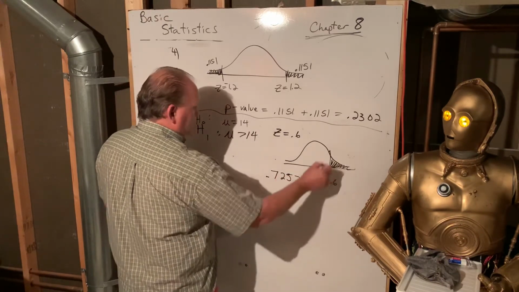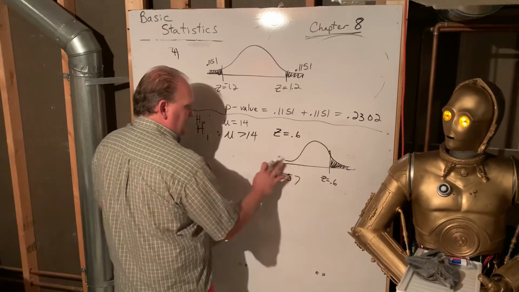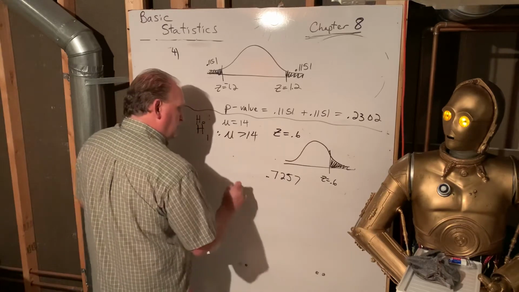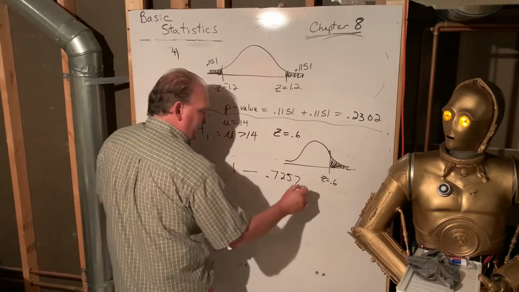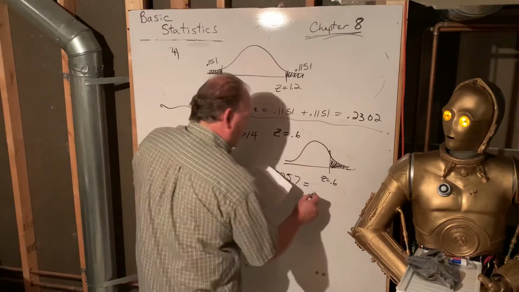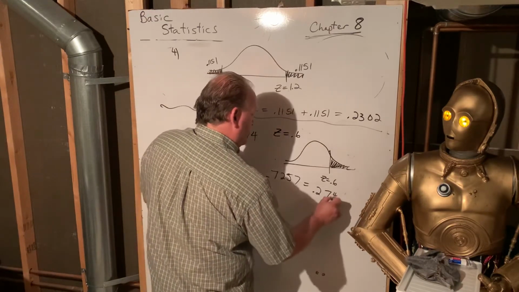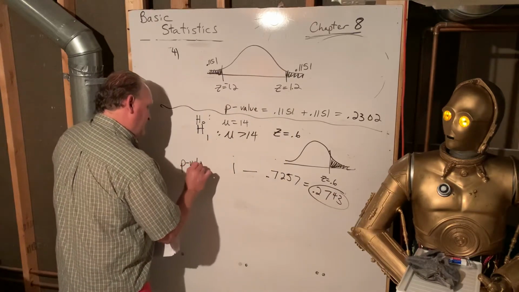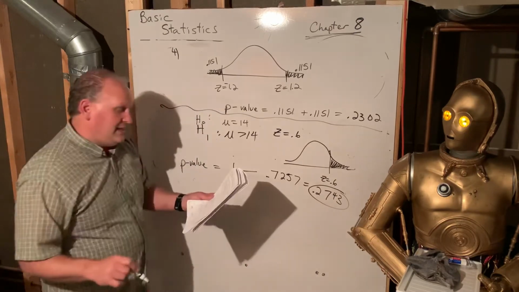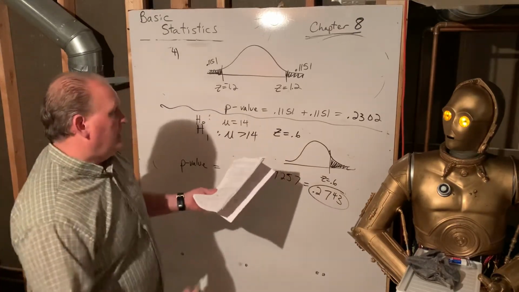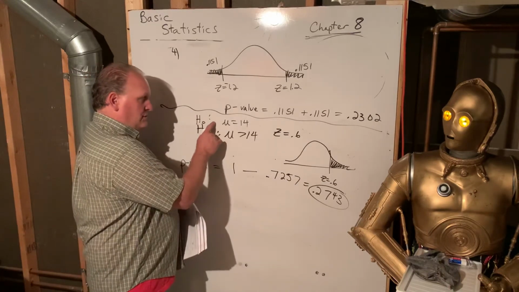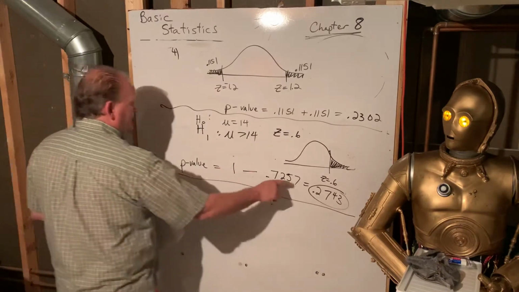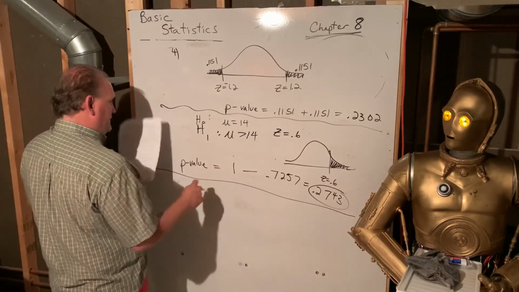Well, that's clearly not 73%, right? That's above, and the chart gives us below. So we're going to do 1 minus 0.72, and that'll be 0.2743. That's our p-value. All right. So again, the interpretation of that is if the null hypothesis were true, we would get results like this 27% of the time. So that probably wouldn't be significant, greater than 14.